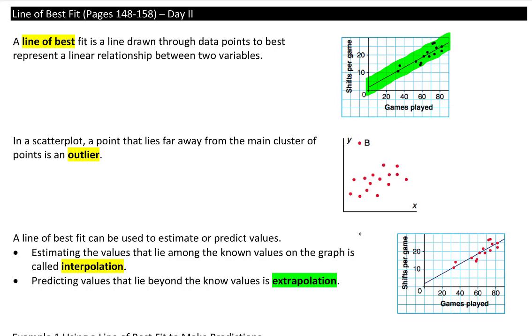We can see it's moving up to the right, so that tells us we have a positive correlation. So as the number of games played increases, so does the number of shifts per game.